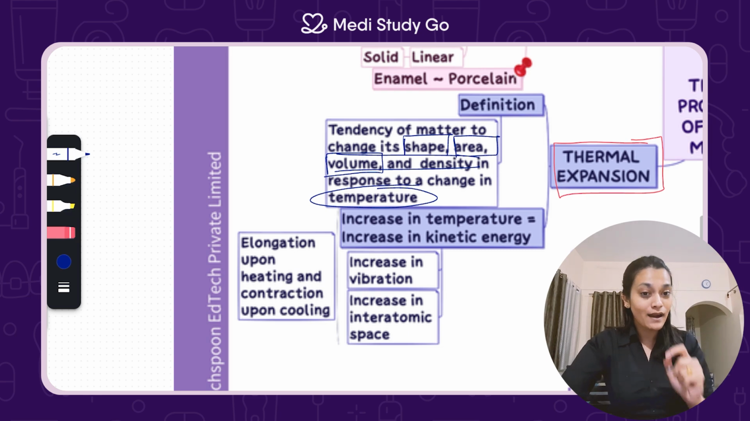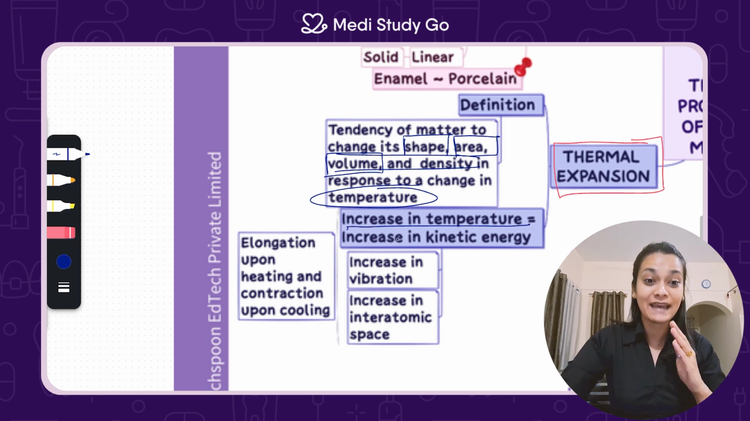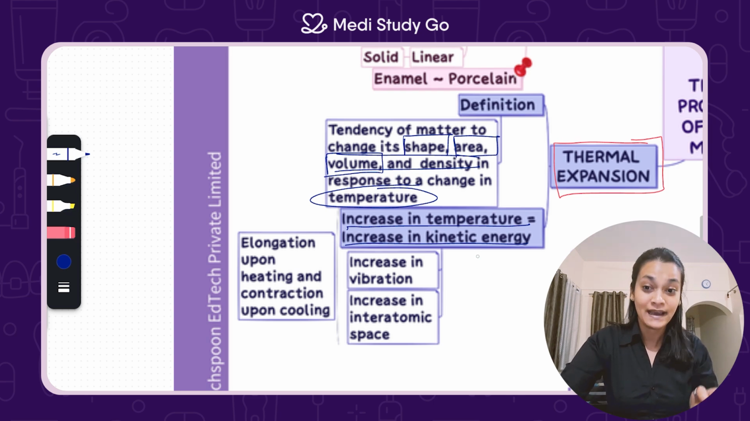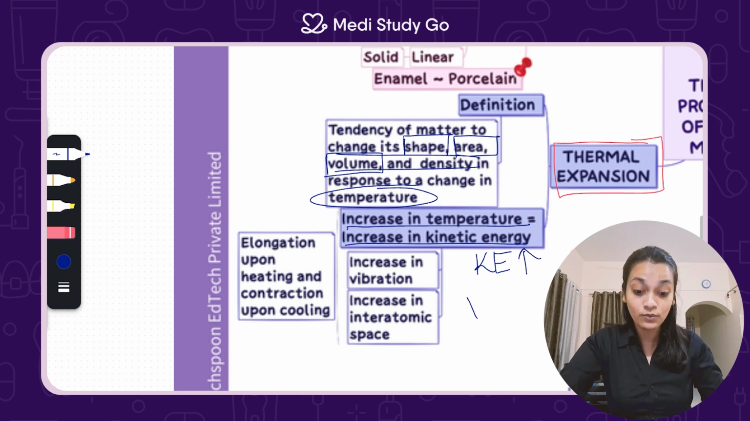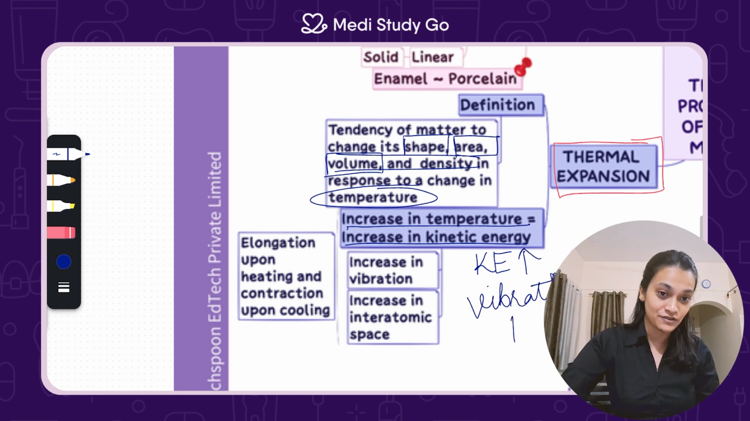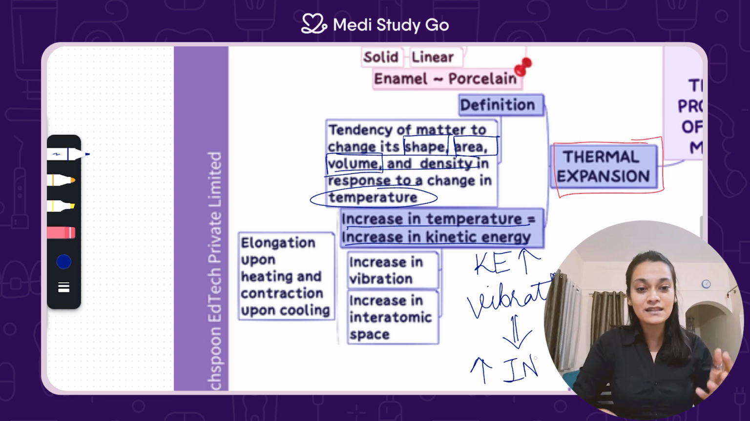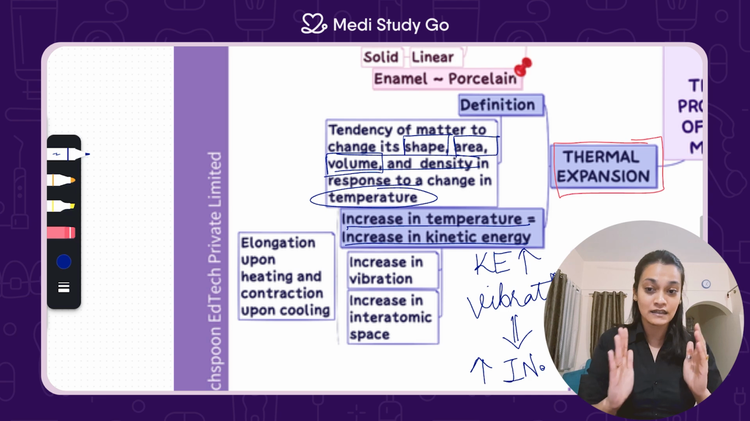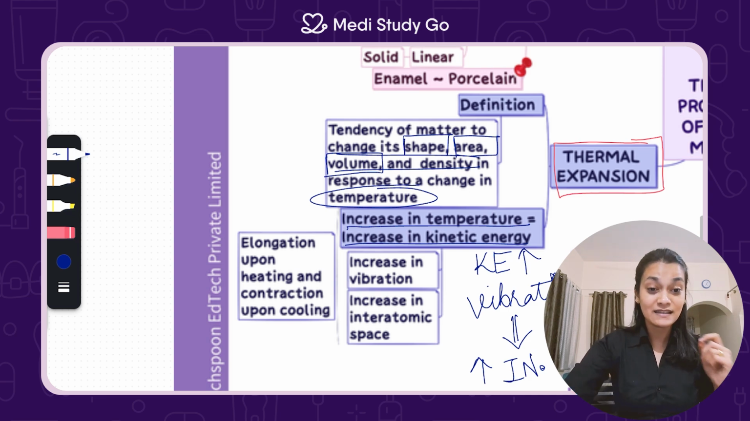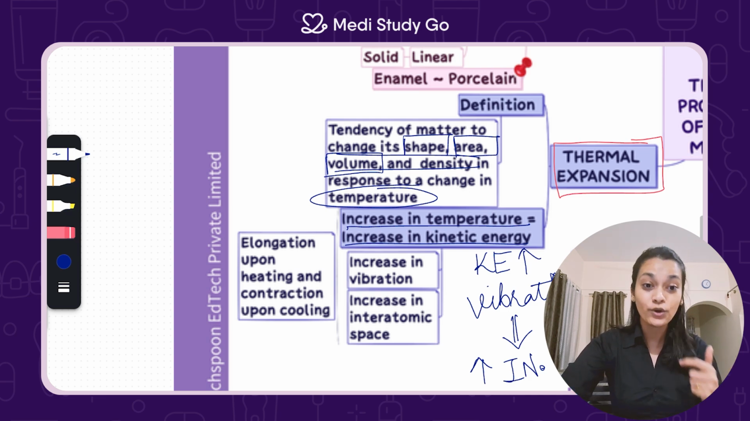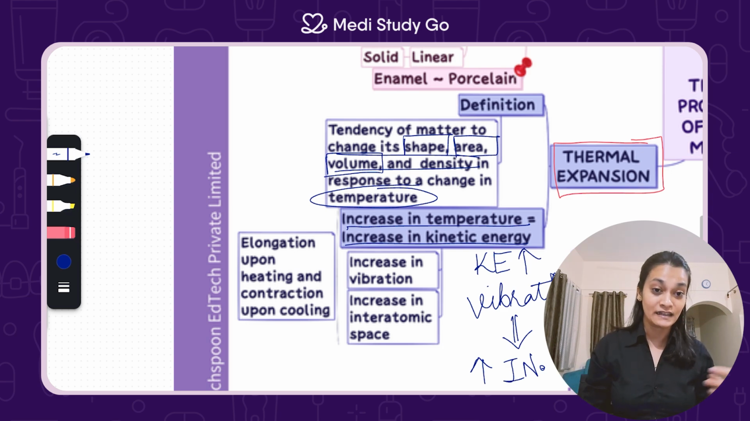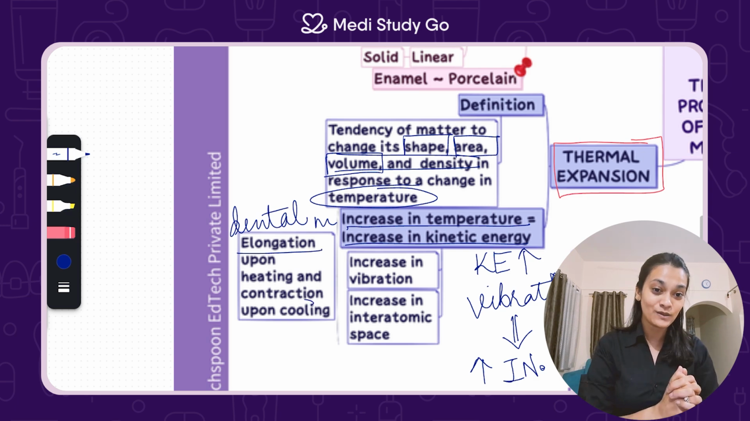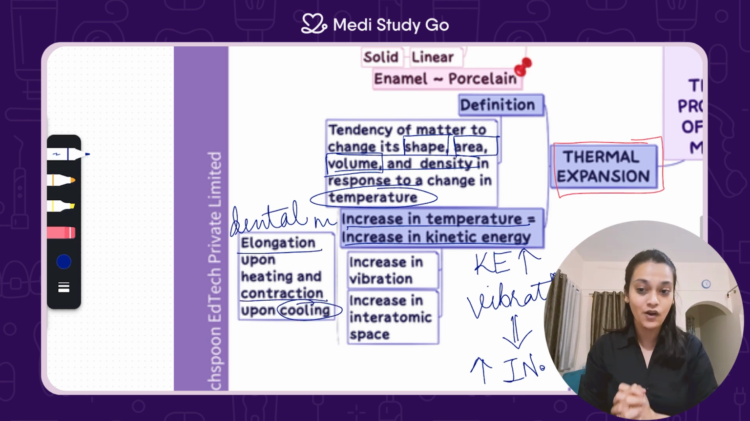Now, what I want you to understand is that an increase in temperature would mean there is going to be an increase in kinetic energy, and this increase in kinetic energy will lead to increase in vibrations. Imagine something is vibrating, right? What is it going to do? It's just going to increase the interatomic space. So basically, this increase in kinetic energy would mean there's going to be elongation of the material. So increase in length will be correlated with heat, and cooling will show contraction.